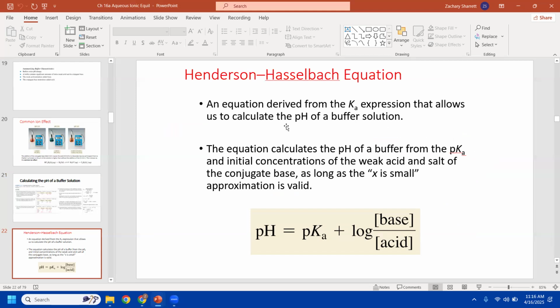But those of us who have had lab, we learned that there is this shortcut equation. This shortcut equation is called the Henderson-Hasselbalch equation. This is an equation derived from the Ka expression that allows us to calculate the pH of the buffer. Do you want me to show you the derivation? I don't even know it, so I'm not going to show it to you.